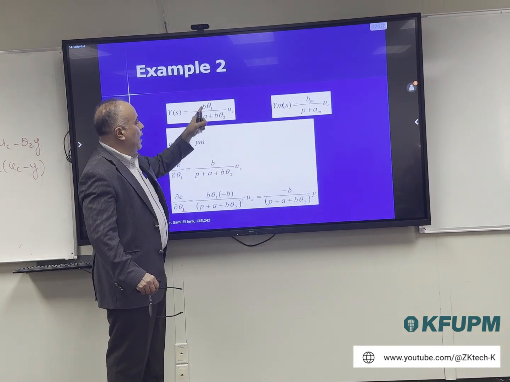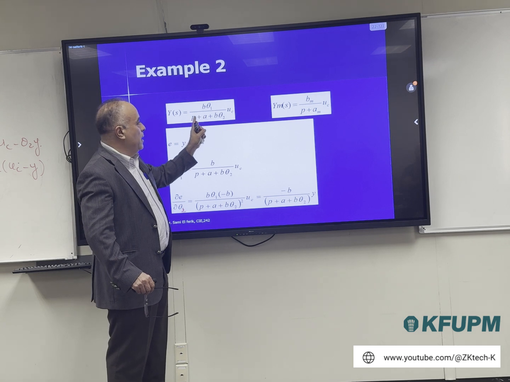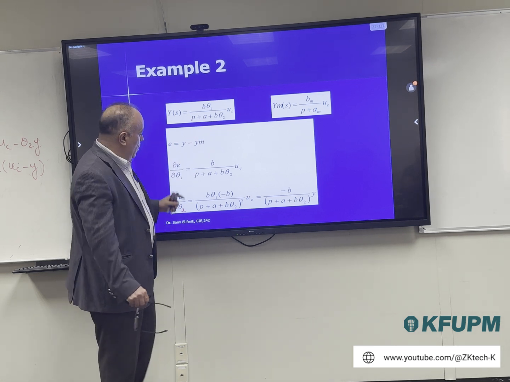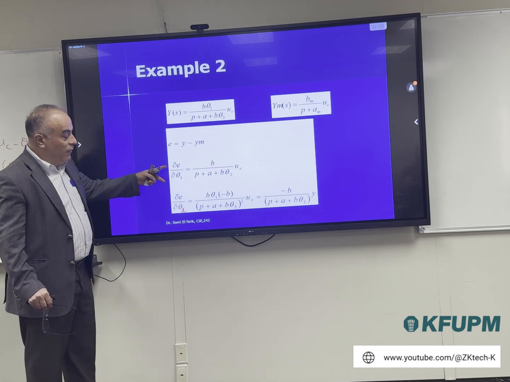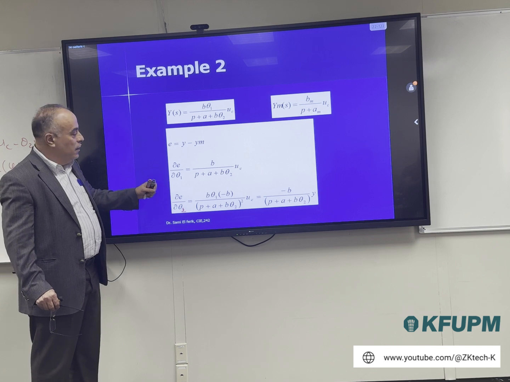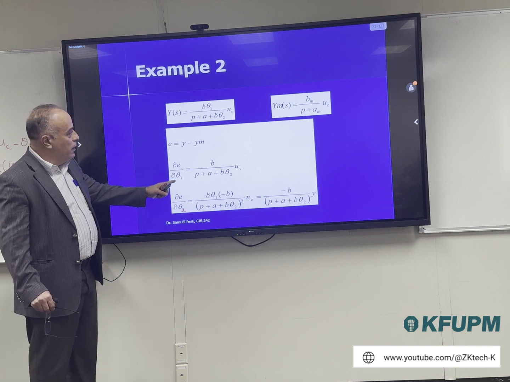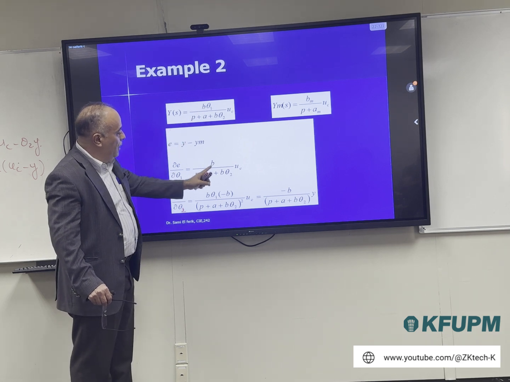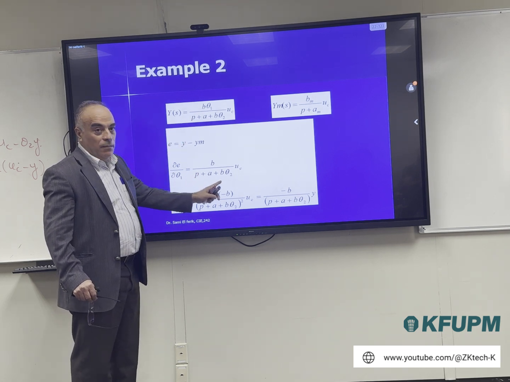The parameters that I have are theta 1 and theta 2. The unknowns are A and B. So the change of error with respect to two parameters. So I have a gradient of two parameters. So the change of the error with respect to theta 1, if I take the derivative with respect to theta 1 here, I will have B over P plus A plus B theta 2.